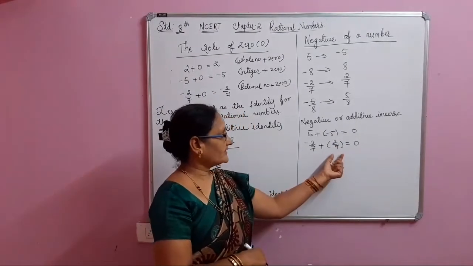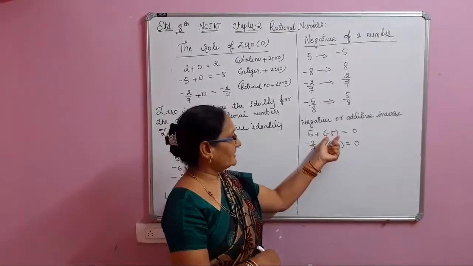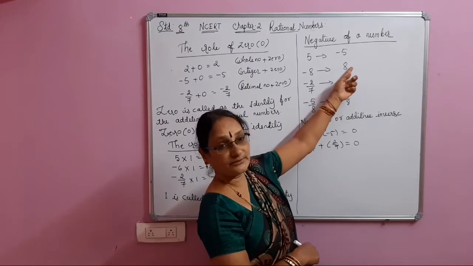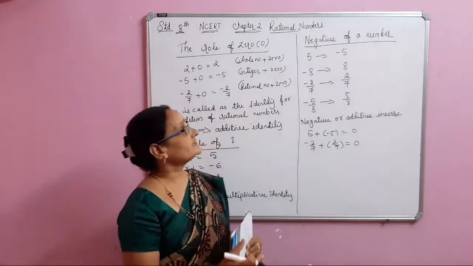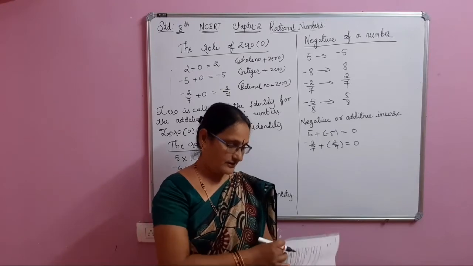Here 2/7 is the additive inverse of -2/7. -5 is the additive inverse of 5. Here 8 is the additive inverse of -8. This is the negative of a number. These are very, very important and useful also.